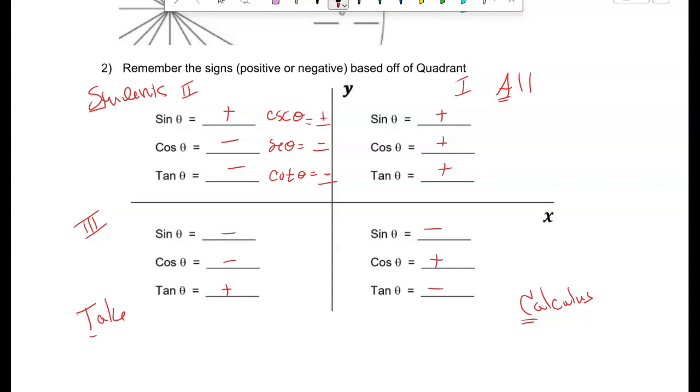So what does that make cosecant? Is cosecant going to be positive or negative? It's negative because it goes with sine. What about secant? Positive. What about tangent? Negative. Does that make sense? No? Yeah, are we getting a little bit there?